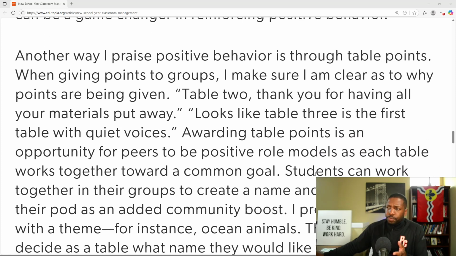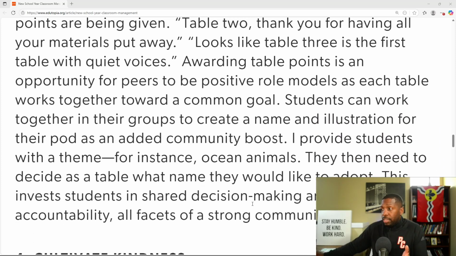Students can work together in their groups to create a name and illustration for their pods as an added community boost. I provide students with a theme, for instance, ocean animals. Then they need to decide as a table what name they would like to adopt. This invests students in shared decision making and group accountability, all facets of a strong community.